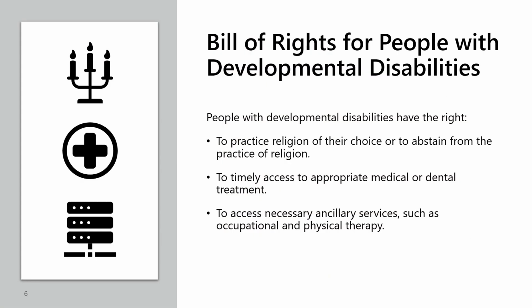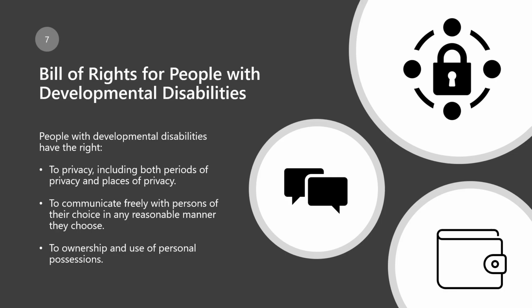People with developmental disabilities have the right to practice religion of their choice, or to abstain from the practice of religion, to timely access to appropriate medical or dental treatment, to access necessary ancillary services such as occupational and physical therapy. People with developmental disabilities have the right to privacy, including both periods of privacy and places of privacy, to communicate freely with persons of their choice in any reasonable manner they choose, to ownership and use of personal possessions so as to maintain individuality and personal dignity.